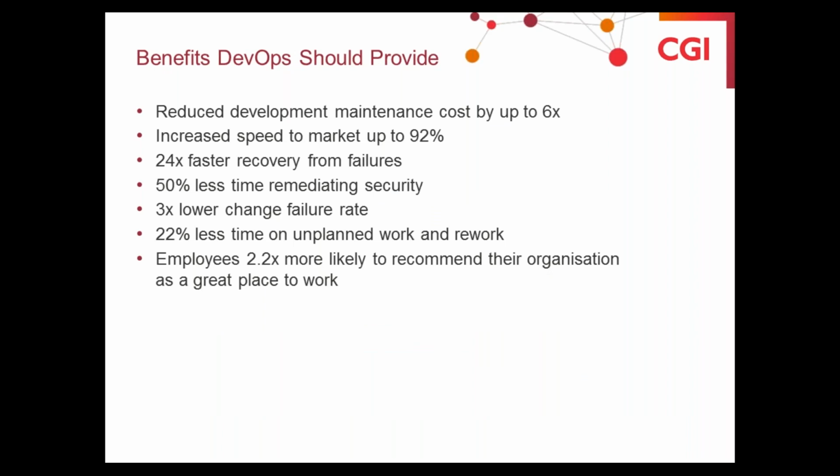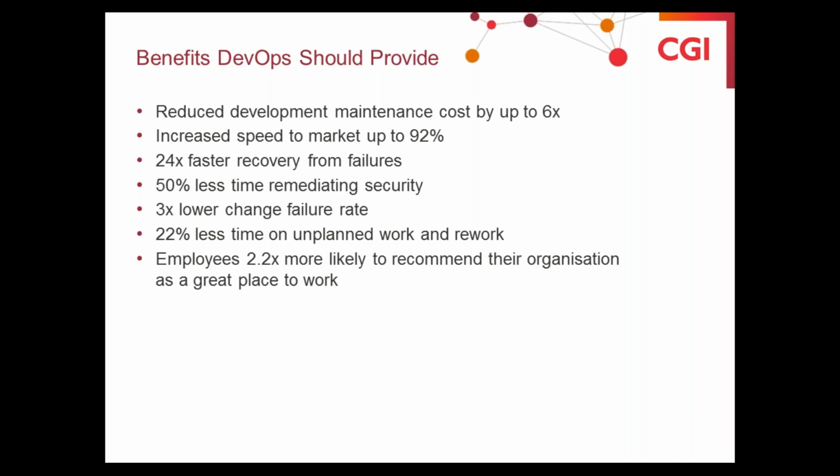So why do people do DevOps? Lots of people talk, and there are many good reports about the benefits. I've picked a few of them that are endorsed by CGI. So we should see reduced deployment maintenance costs by up to 6 times. Again, because we've got those tools in to make our code release reliable, to make our code release quick, so that we're not introducing new bugs because all of our testing is automated. So we can bring down those maintenance costs, and reinvest that money into new features.